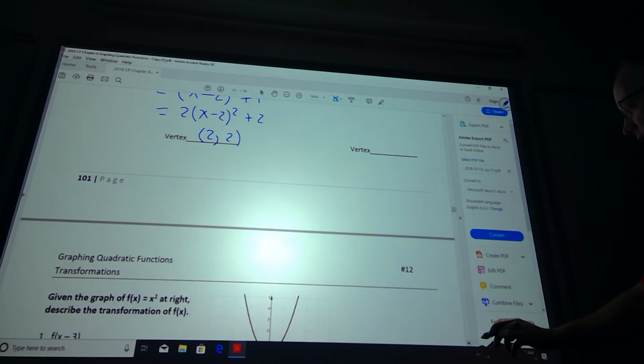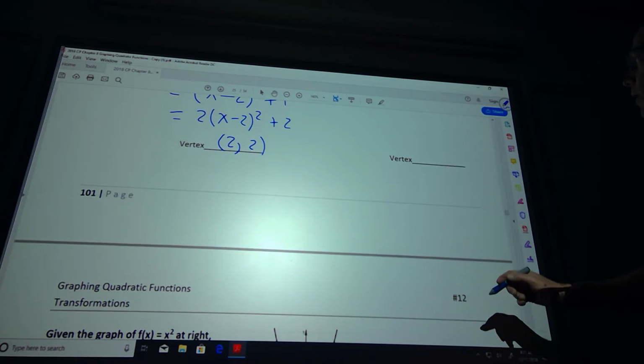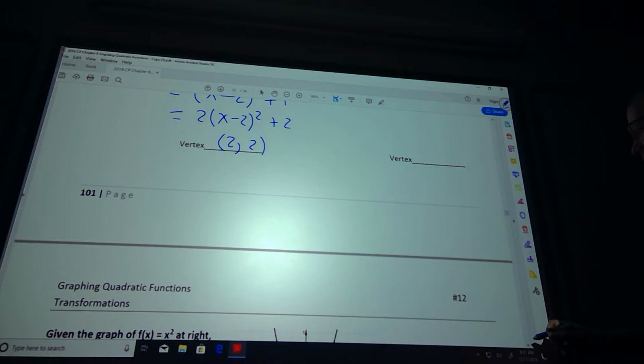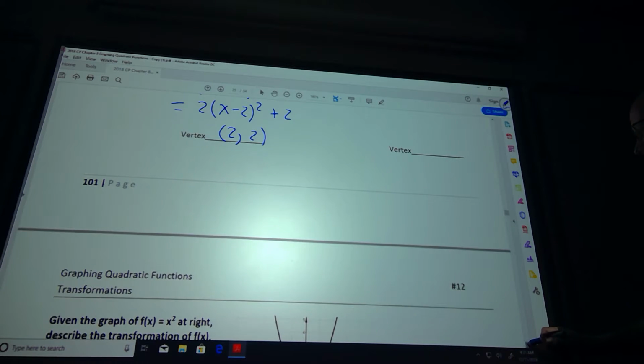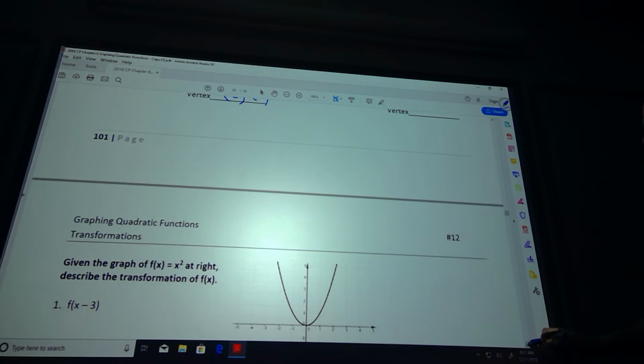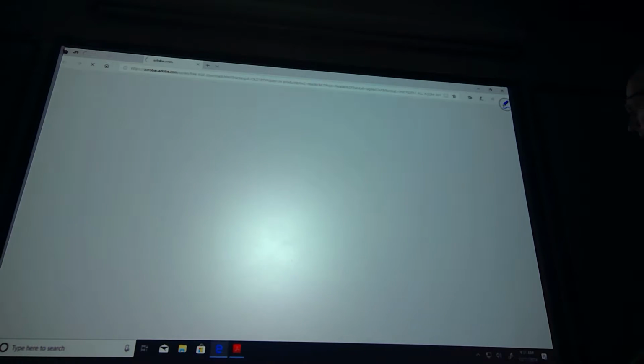Hi everybody, this is going to be for CP Algebra 2 or Algebra 1, and we're talking about Chapter 8 for second semester. Let's go ahead and do our odd answers.